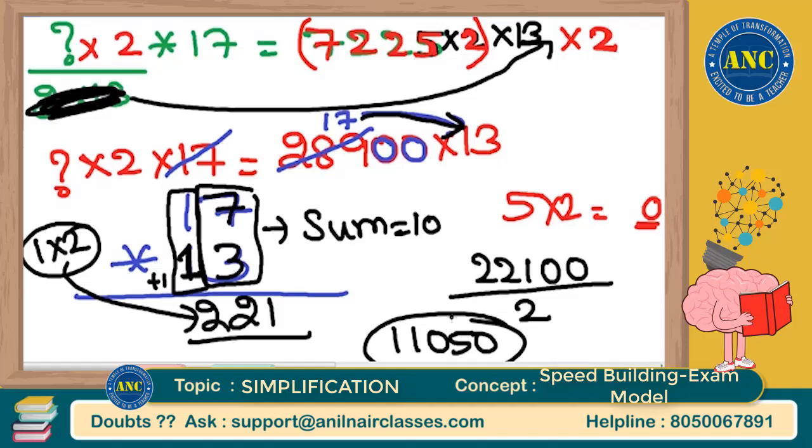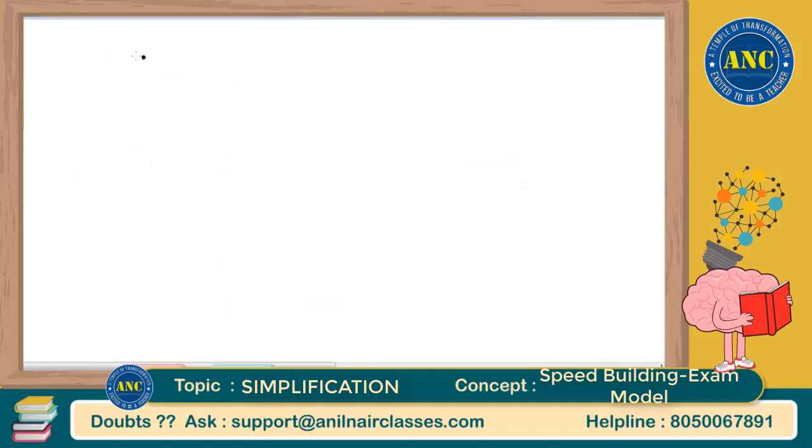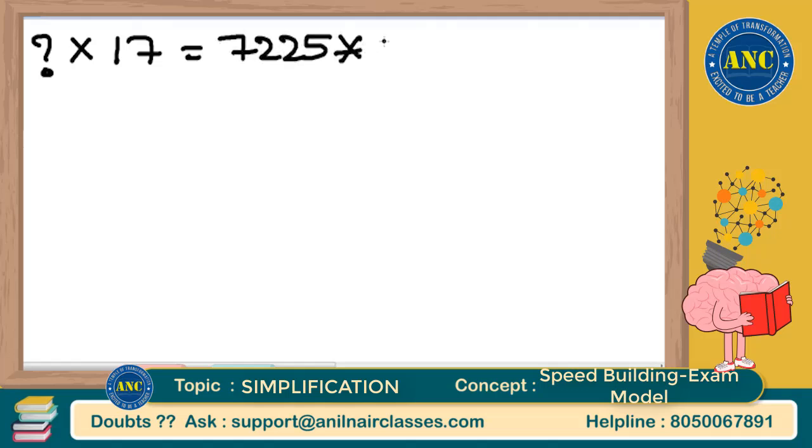Why did I multiply again by 2? Now think logically, I always want 5 to be converted to 0. This is question mark into 17 is equal to 7225 into 26, right, into 26. That 26 I wrote as 2 into 13. Now if I don't multiply by 2 again, for example, 7000 into 2 is 14,000, 225 into 2 is, sorry, 450, right, it is 450.